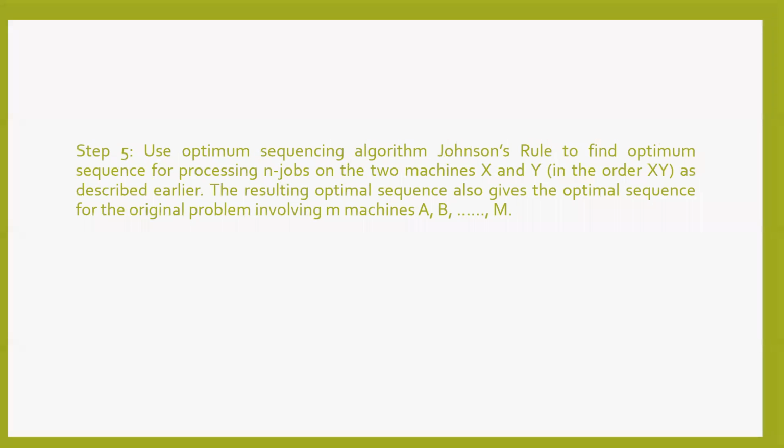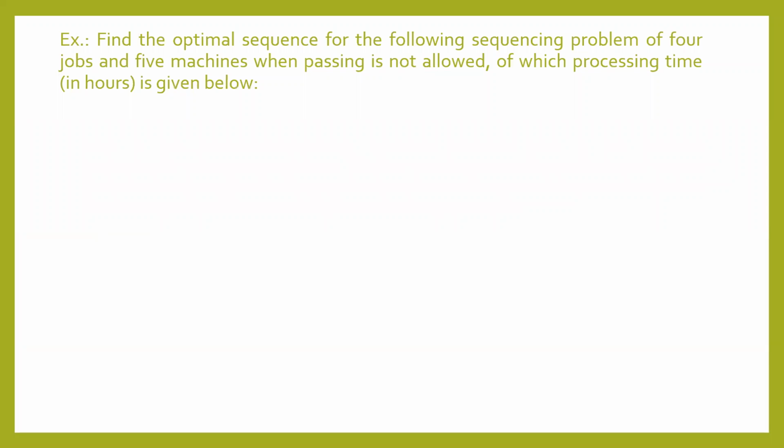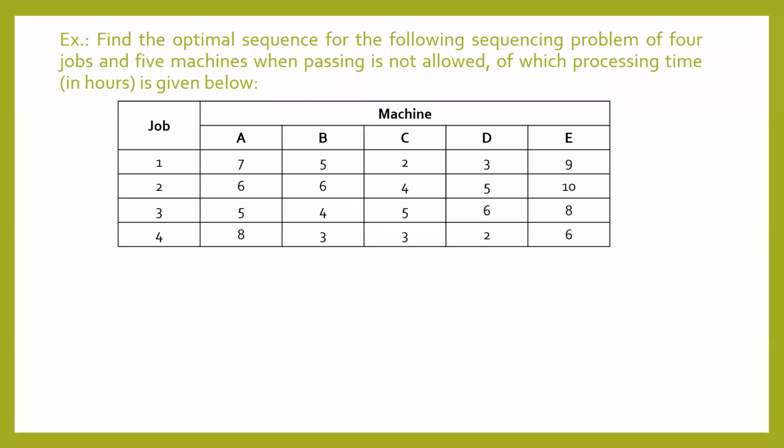So here I have an example of 4 jobs and 5 machines. We have to find the optimal sequence for the following sequencing problem of 4 jobs and 5 machines, when passing is not allowed, that is, you cannot skip, you have to go in the same sequence, of which the processing time in hours is given below. The sequence is not mentioned here, so we'll take the same sequence as A, B, C, depending on what is given to us.